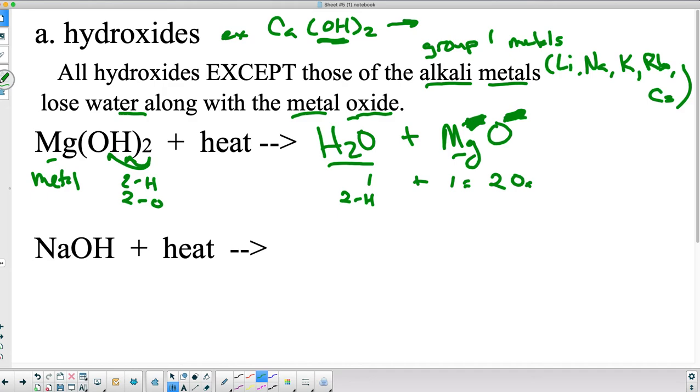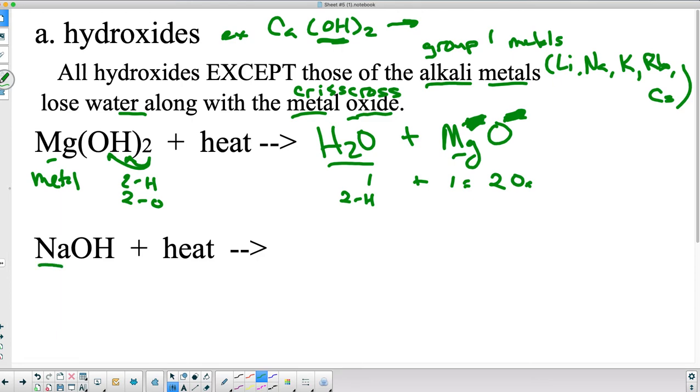So my last step will always be balancing once I write down the products. What are the products for a hydroxide? Water and metal oxide. Make sure that when you get to here that you crisscross the metal oxide. Okay, let's take a look at the next one.